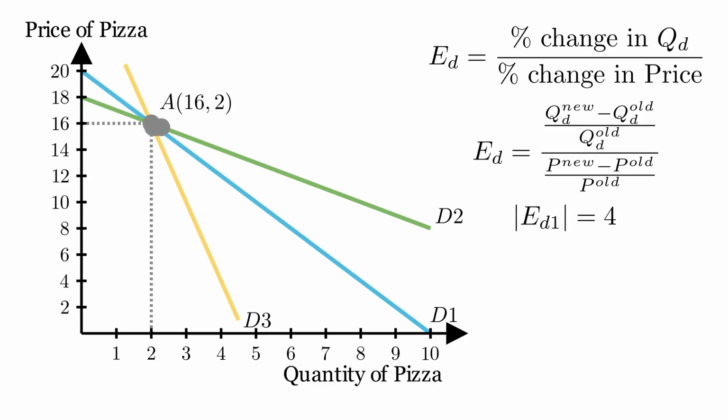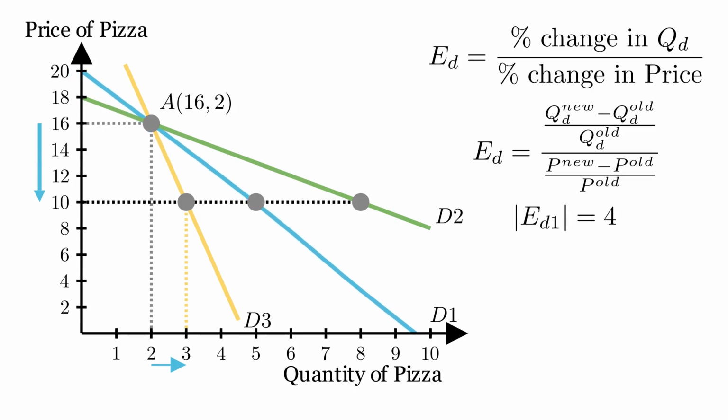Now we reduce the price from 16 to 10 and move along all three curves. Notice that the price change is identical for all three curves. In each case, the price falls from 16 to 10. However, the change in quantity demanded differs across the curves. For the steeper yellow curve, quantity increases from 2 to 3. At this point, quantity demanded responds relatively little to the price change, so demand is relatively inelastic.